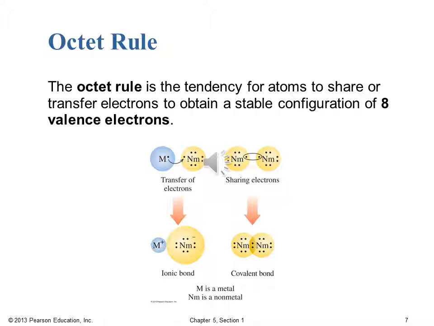So let's go back to that octet rule, right? It's the tendency for atoms to share or transfer electrons to obtain a stable configuration of 8 valence electrons. We talked a little bit about the sharing of electrons, and that's our covalent bonding, and we'll go back to that a little later in the chapter, but for now we're focusing more on that transfer of electrons, and we see that, again, it tends to be a metal that loses, a nonmetal that gains, and each ends up with a valence count of 8.